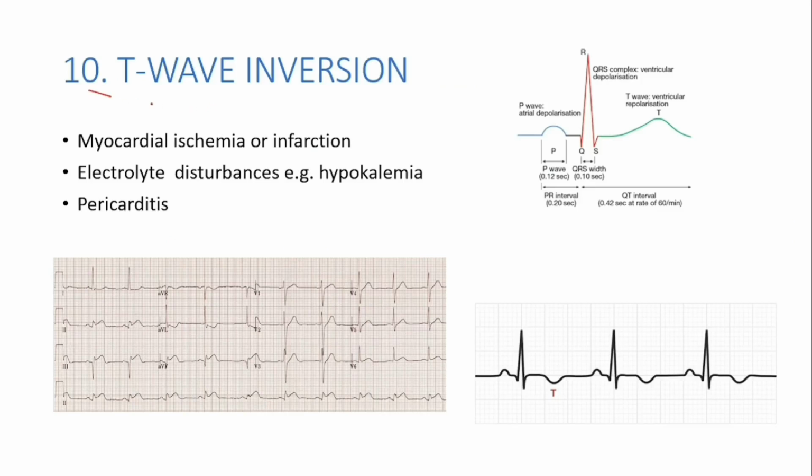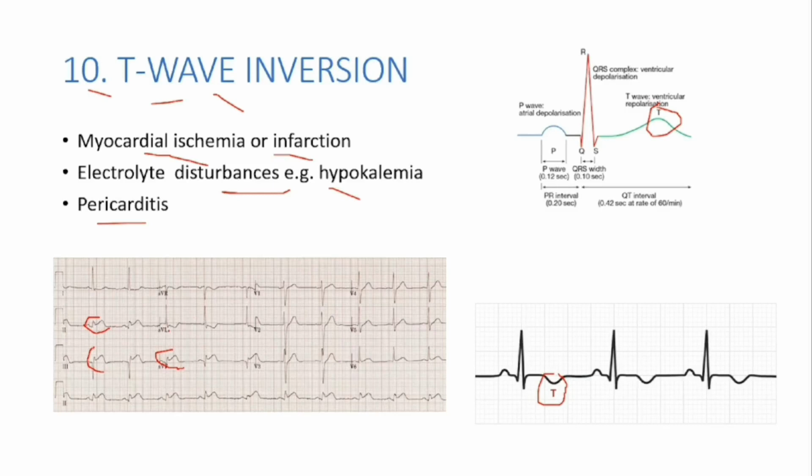Now the last one is T wave inversion. Normally the T wave is a positive deflection, as you see here, but when it becomes negative below the baseline, it is called T wave inversion. And it is mostly seen in MI, myocardial ischemia or infarction. Also electrolyte disturbances like hypokalemia, or pericarditis. You see this patient has MI in lead 2, lead 3 and aVF, so it is the inferior wall MI.